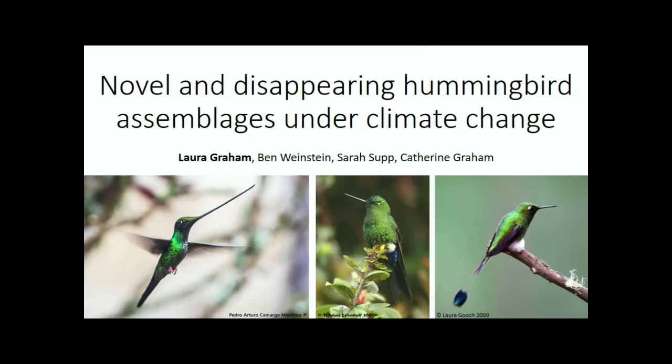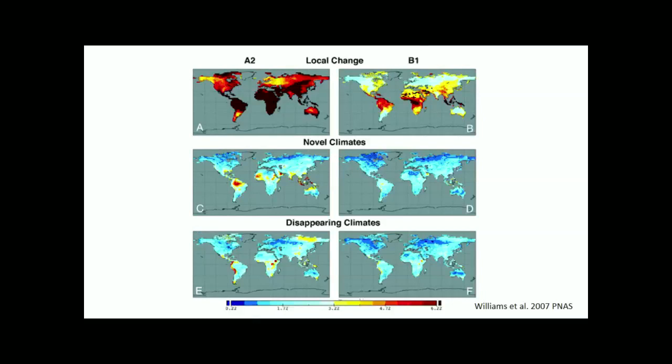Okay, so I'm going to talk about some work that we've done trying to identify whether novel and disappearing hummingbird communities will form under climate change. So here we've got some historical climate change, and they've found that we get these novel climates, which are climates that exist now that didn't exist in the past, and disappearing climates, which previously existed and don't anymore. And it's suggested this will happen under climate change as well. So in the future, we'll get these new novel climate spaces and we'll lose some climate spaces.